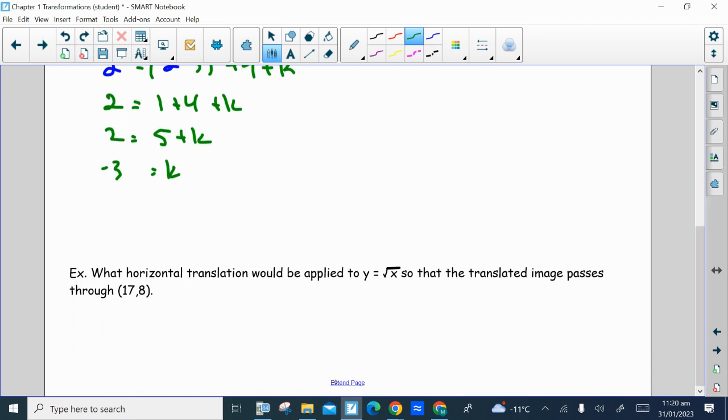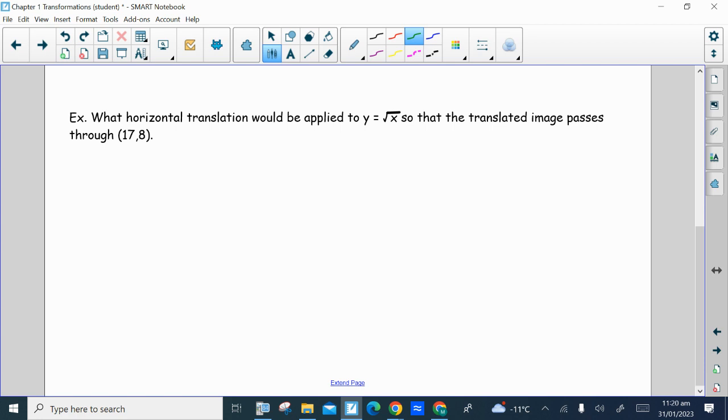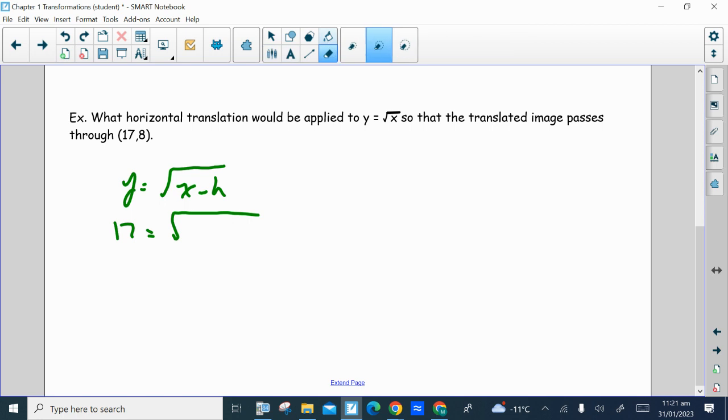And for the next one, it's a horizontal translation. So that's an h value. Whatever happens to the x happens to the x minus h, which in this case is under the radical. And in this case, it must pass through the point 17, comma 8. I let x equal 17 and y equal 8. I now need to solve for h.